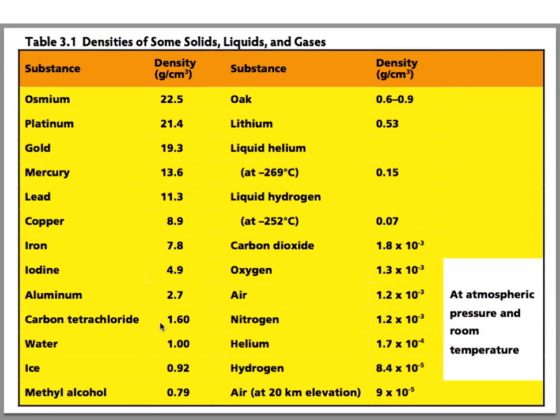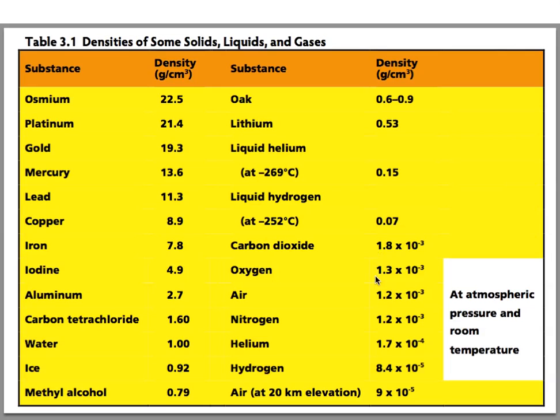Then I want to bring you down to some of the liquids: carbon tetrachloride, water. Of course, we're back to a solid. We'll come back to this in a second. Methyl alcohol, another liquid. And so looking at some more liquids, you can see the densities are a little bit smaller than most of the solids. Here are some other small solids: oak, lithium, some more liquids.